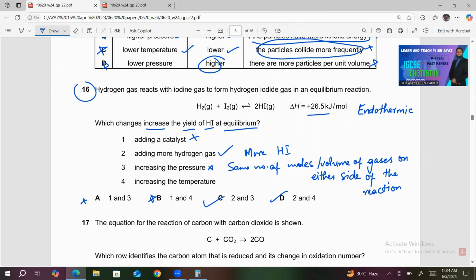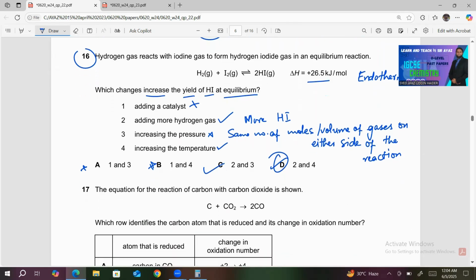4, increase in the temperature. Now, what will happen if you increase the temperature? It will shift the equilibrium to the endothermic side. So we have the forward direction endothermic. So definitely it will increase the yield of HI. So 2 and 4 must be the right answer. D is the right choice for MCQ number 16.